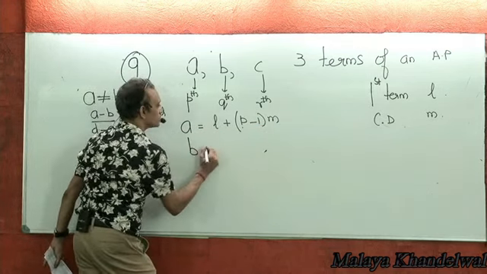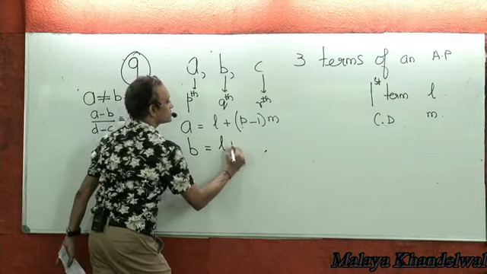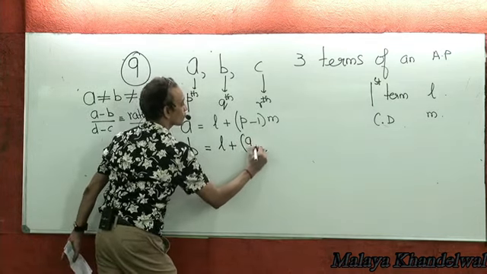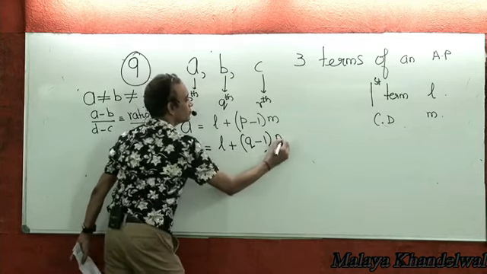Similarly, B is the qth term, which is L plus Q minus 1 into M.